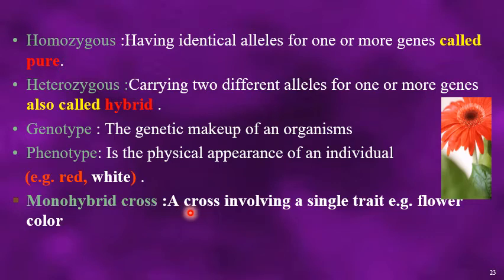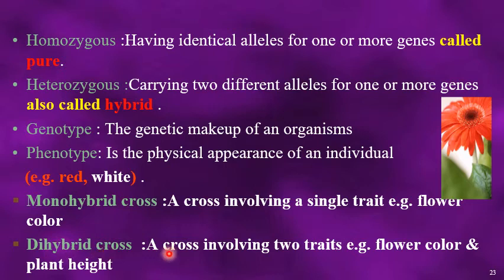Monohybrid cross, that means a cross involving a single trait, for example flower color. يعني التضريب أحادي الهجين هو عبارة عن تضريب ما بين individual أو فردين يحملان صفة واحدة. مثل عندنا لون الورد أو الزهرة.